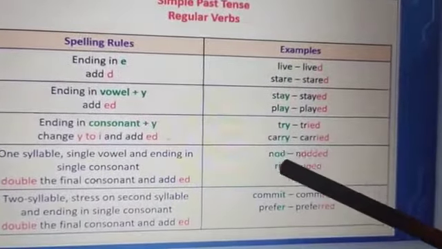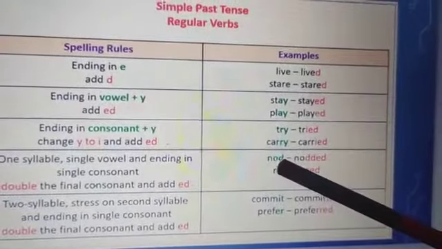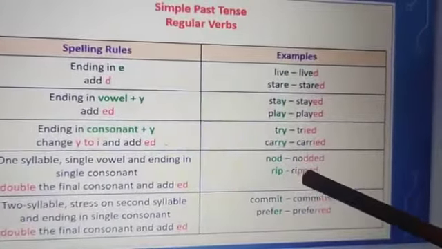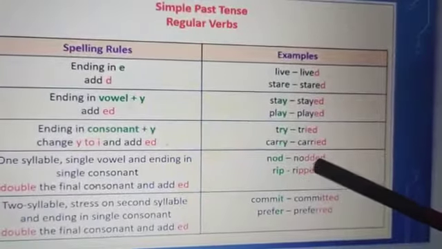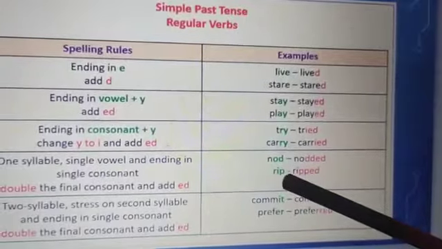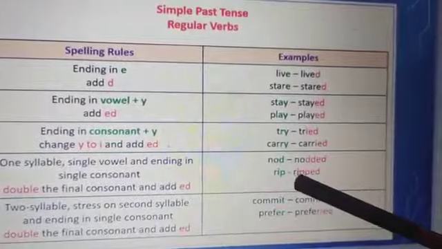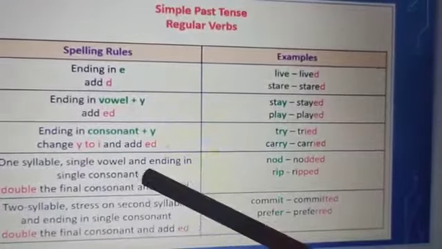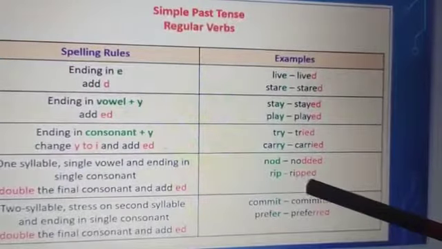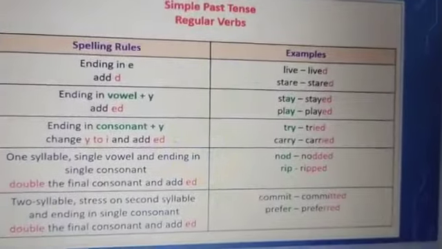Then it will be double. We will double the last consonant letter, and then we will add ed. Nod, N-O-D, double D, E-D, nodded. Rip, R-I-P, one syllable, and there is ending with a single consonant. We are doubling the consonant. So here also R-I-P-P-E-D, ripped. We have doubled the consonant and we have added ed with it.